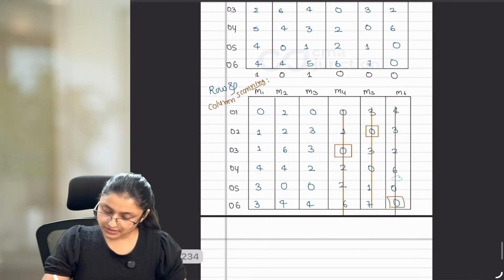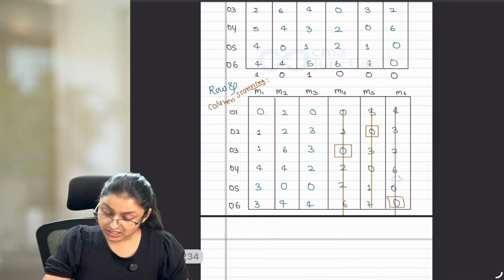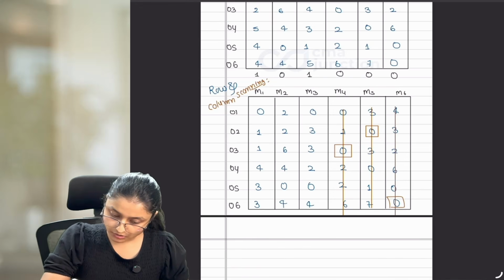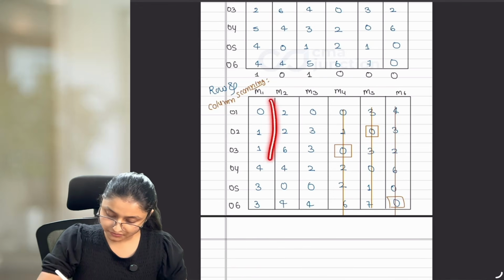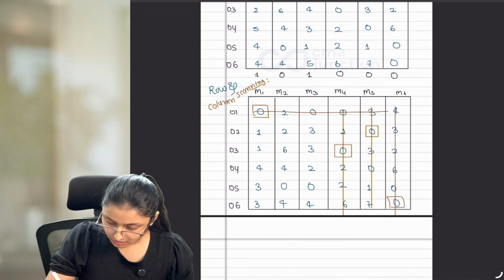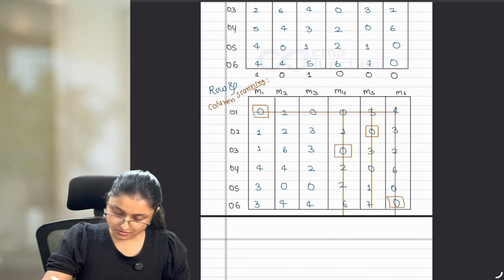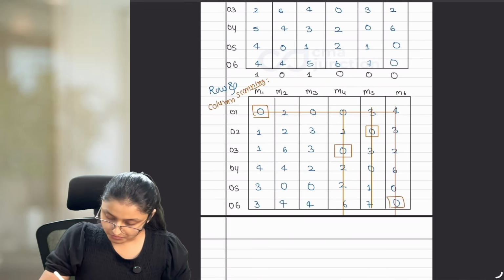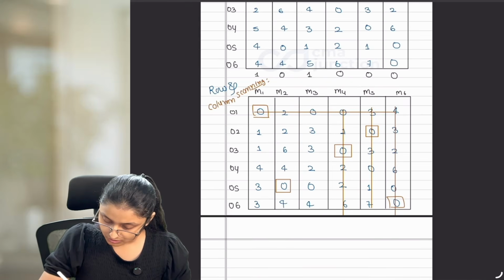Now, after this, we are done with the row scanning, but we are still left with zeros, and hence we have to do column scanning. 1, 0 is there. Mark and cut the row. Next, 1, 0 is there. Mark and cut the row.